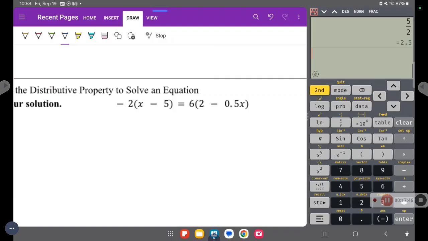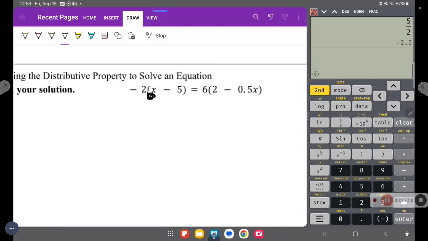Okay. So on this, we have to do the distributive property. Negative 2 times x. Everyone do that on your paper right now. Negative 2 times x.